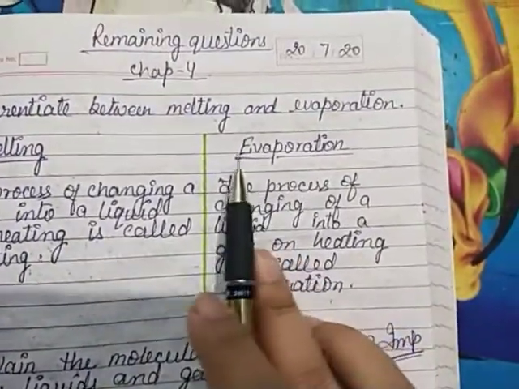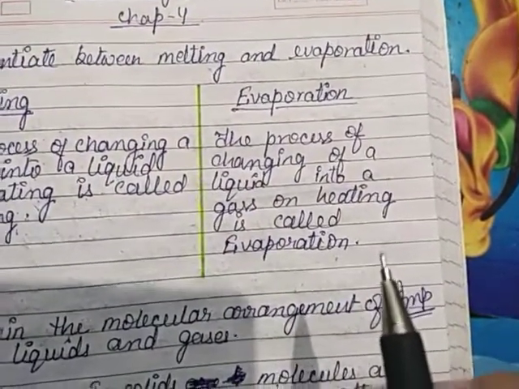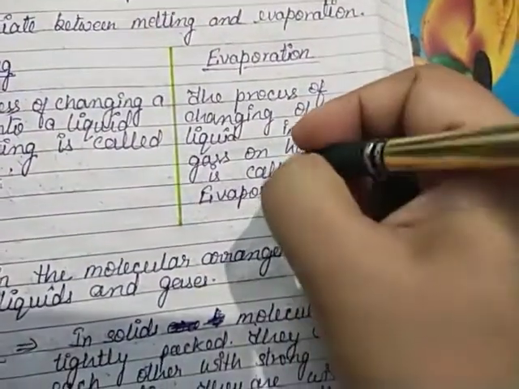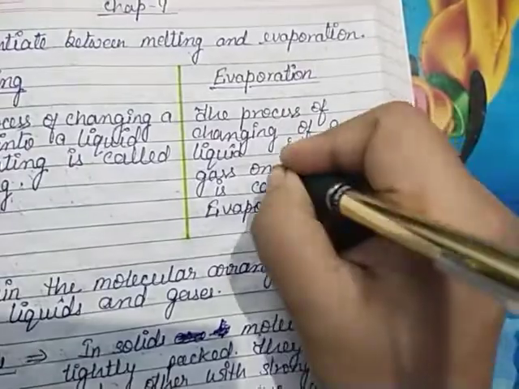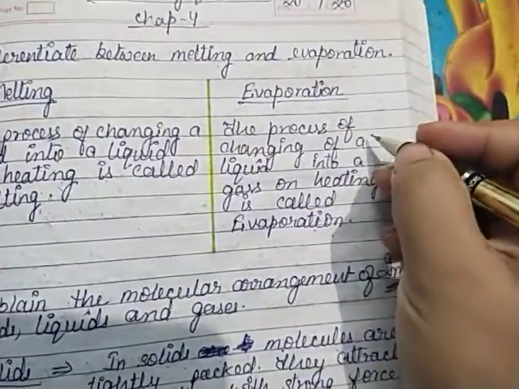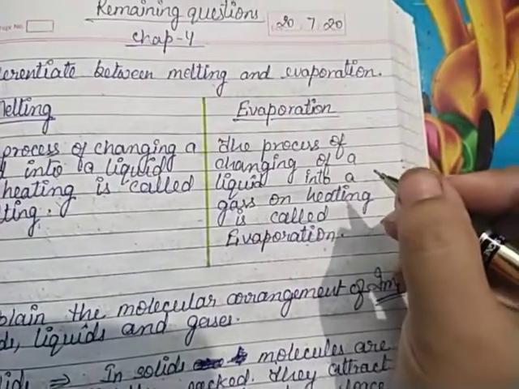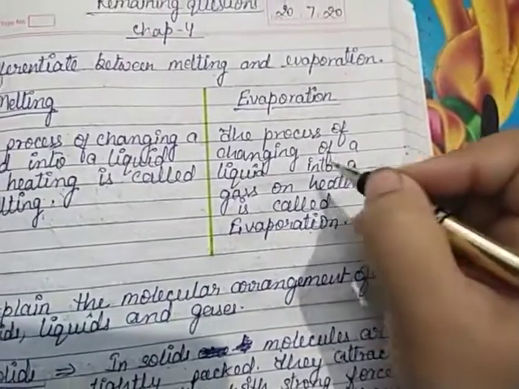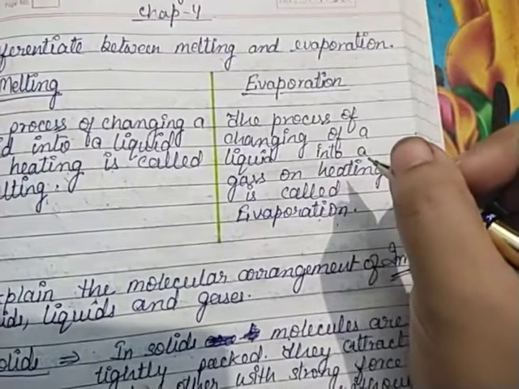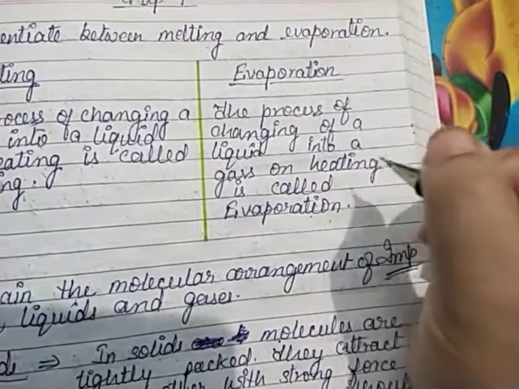Now the next is evaporation. Evaporation also occurs due to the change in temperature. The process of changing a liquid into a gas on heating is called evaporation. This is the process in which a liquid becomes a gas. A liquid material converts into its gaseous form by heating.